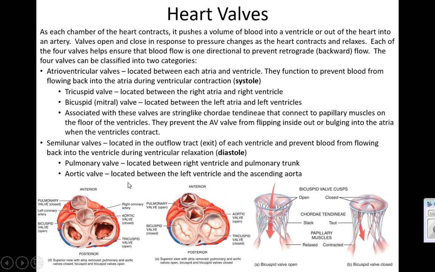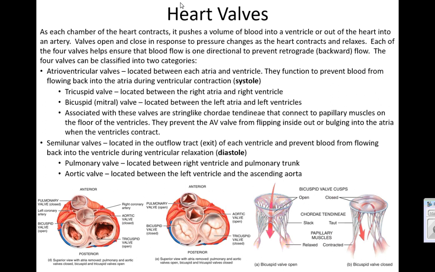Then you've got a bicuspid, which we see here has two flaps, which is why it's called the bicuspid. It's also known as the mitral valve or the left AV valve, and it's located between the left atrium and the left ventricle. They open up when the atria contract and push the blood into the ventricles. They're also going to close to prevent blood from flowing back into the atria when our ventricles contract. And that's what we can show off with our bottom two images there.